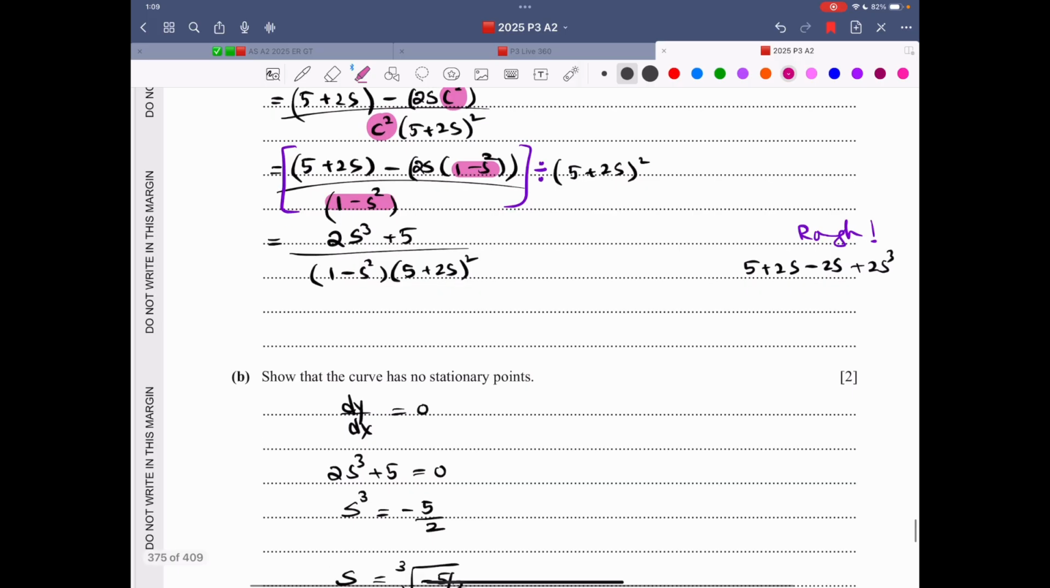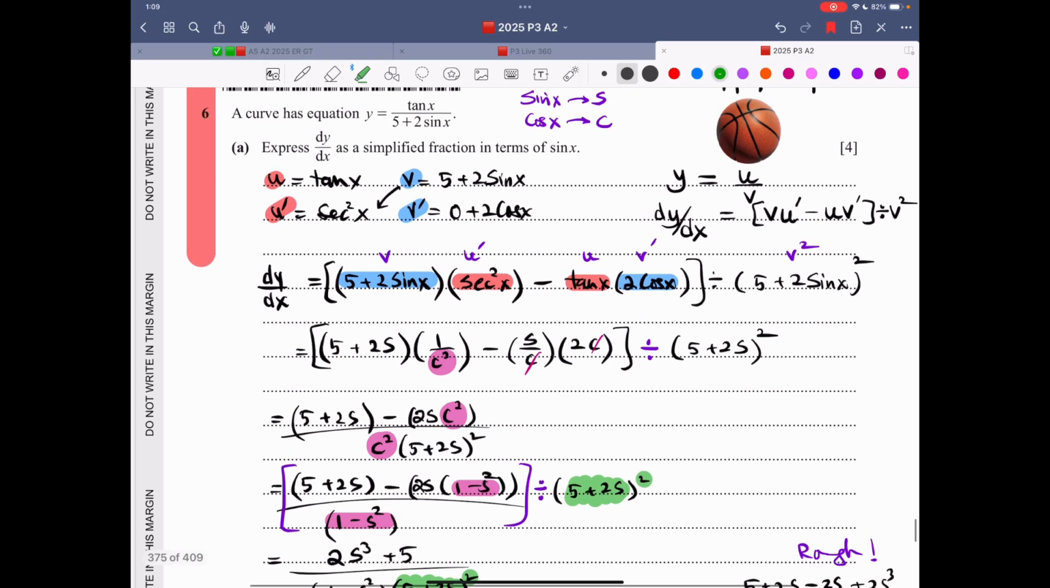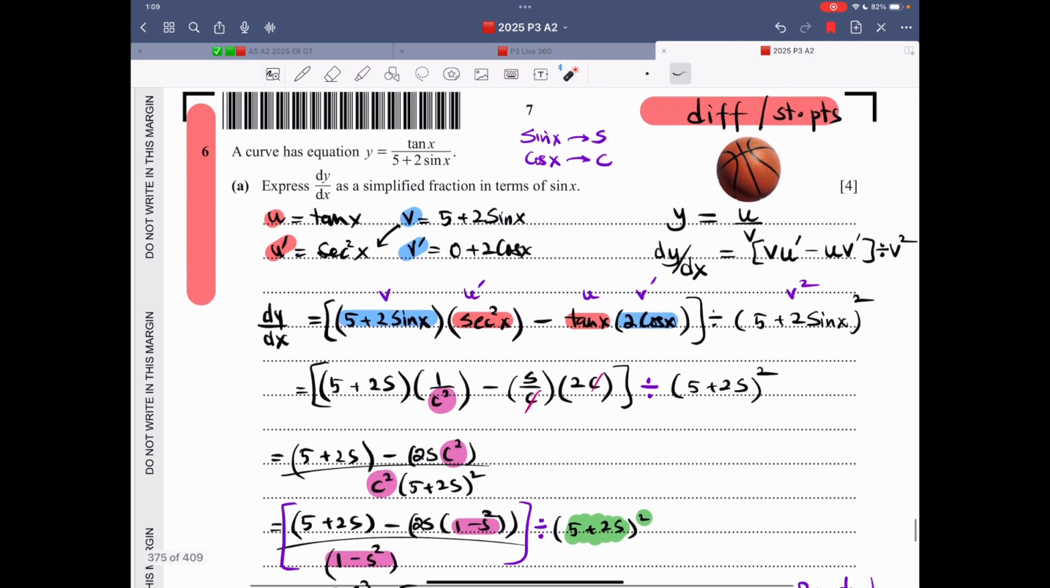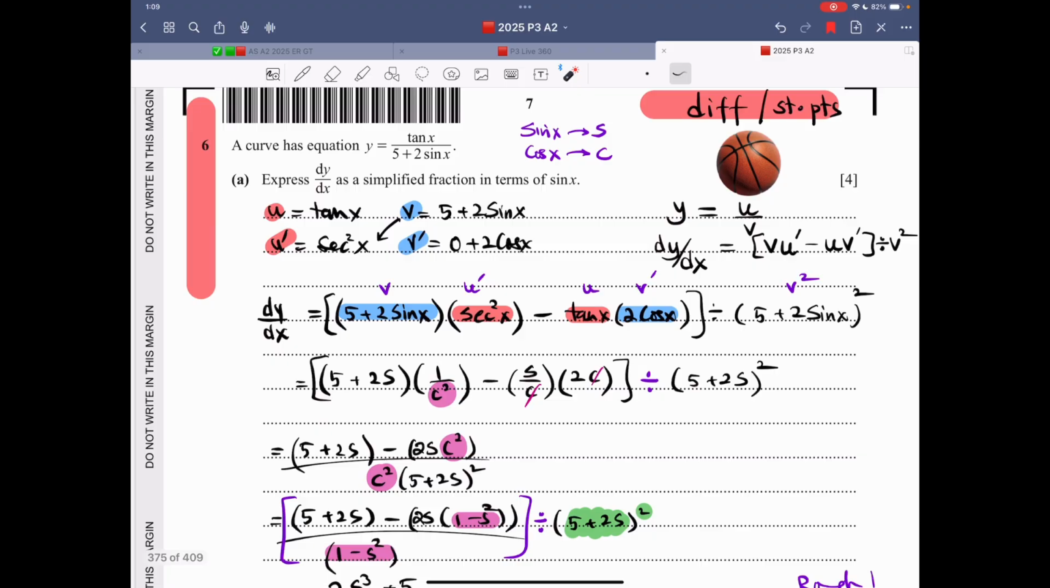And then later on, I can transfer this thing, 5 plus 2 sine, the whole thing square, over here in the very end. So that is how we get it in a simplified form in terms of sine. Yes, there is sine, sine, sine at all the places. We want it completely in terms of sine. So yes, a little bit of algebra and simplification was tough.